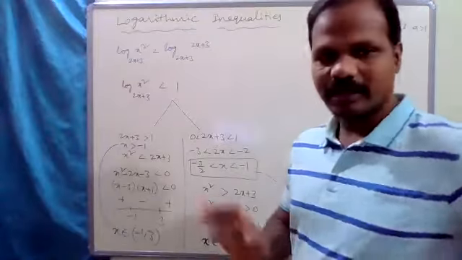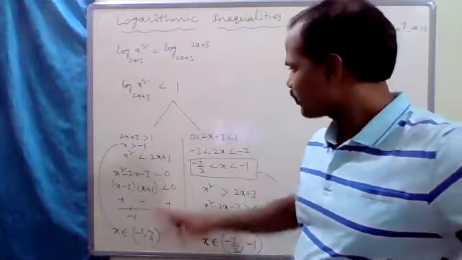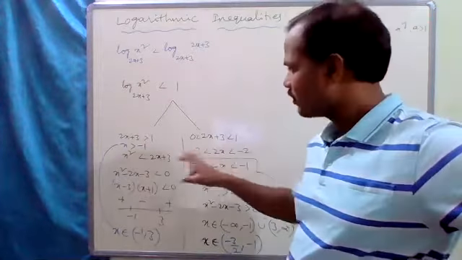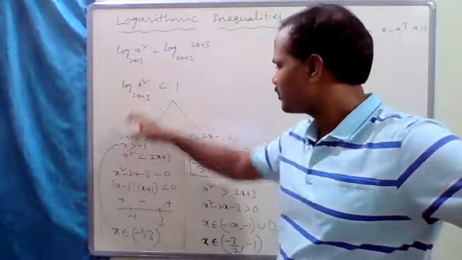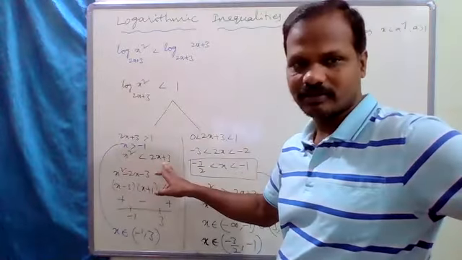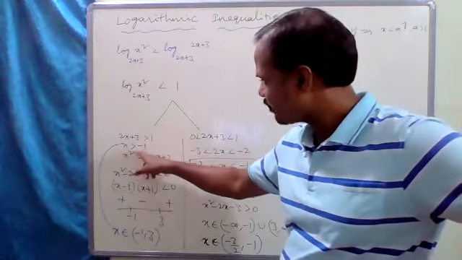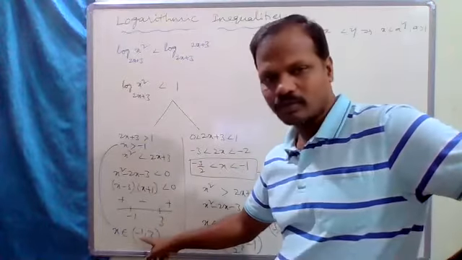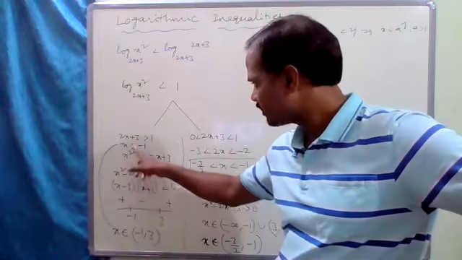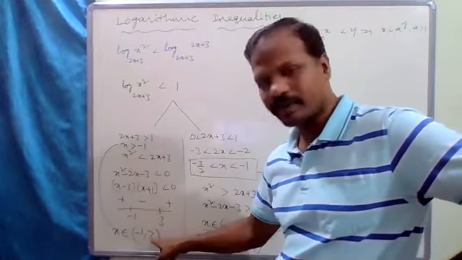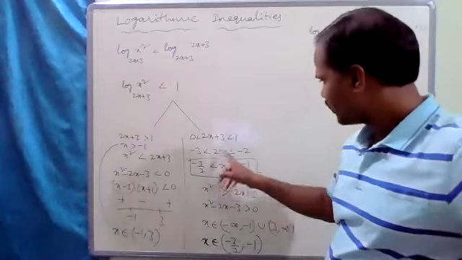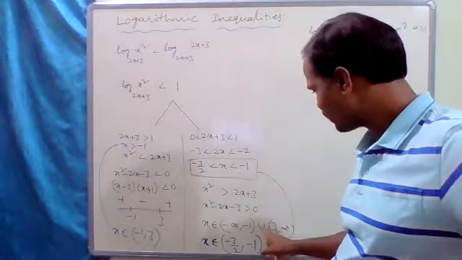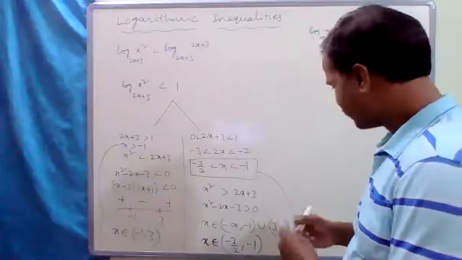See, here you have to take two cases: 2x plus 3 greater than 1, and 2x plus 3 lies between 0 and 1. In this case, from this relation we are getting x square less than 2x plus 3. From these two values, x is greater than minus 1 and x belongs to the open interval minus 1 comma 3. The intersection of these two is nothing but this one: x belongs to minus 1 comma 3. Now from this condition, this is the x value, and from this condition, this is the x value. You have to apply the intersection of these two.